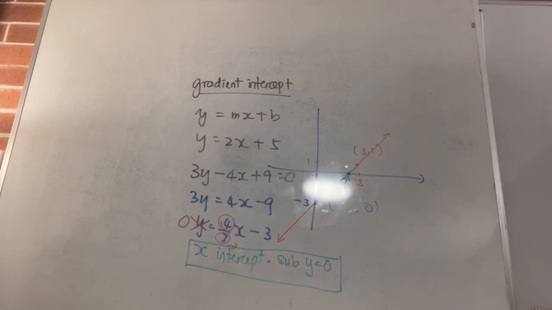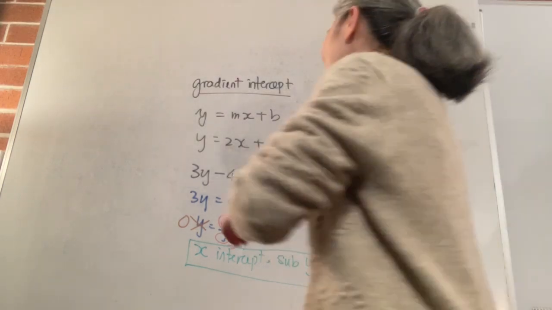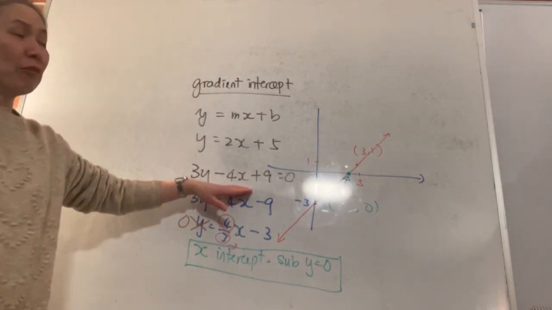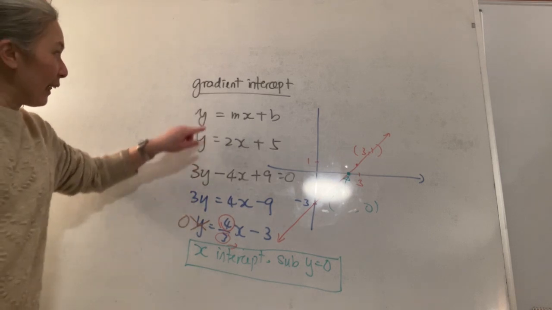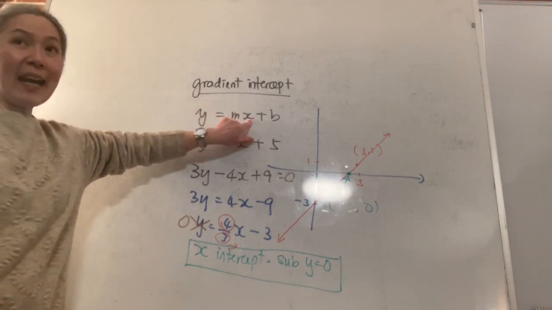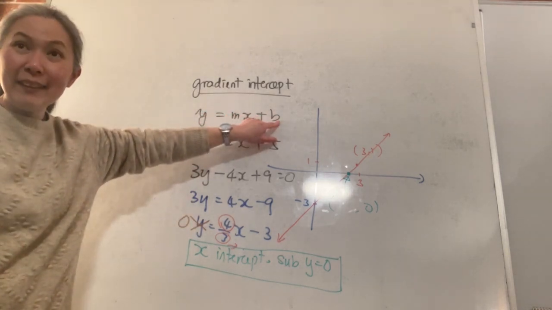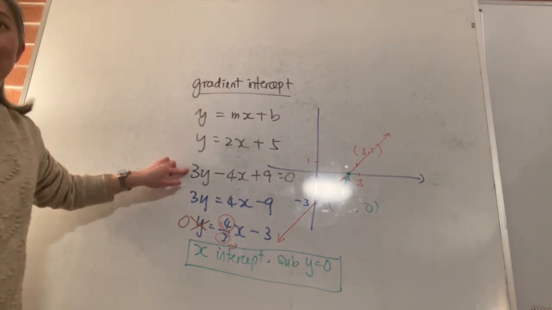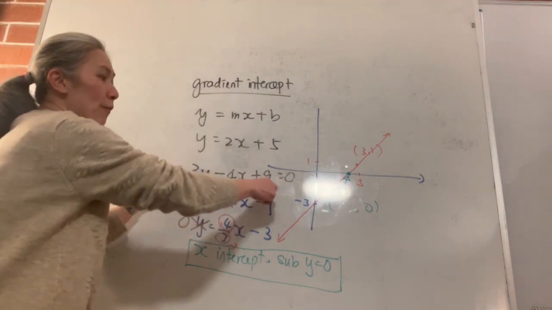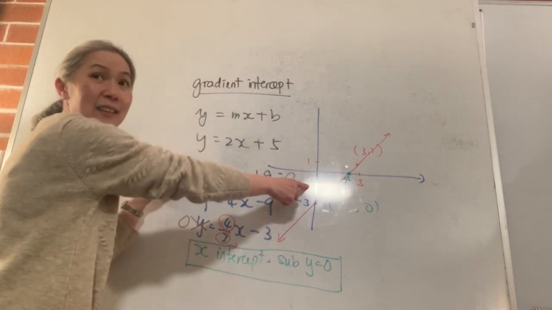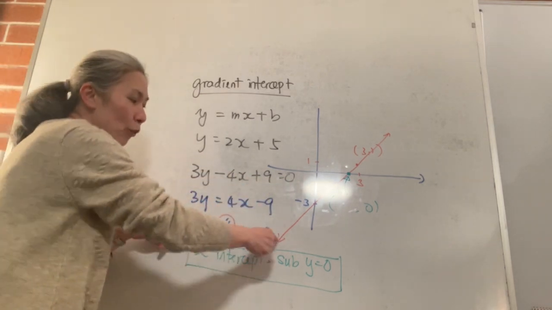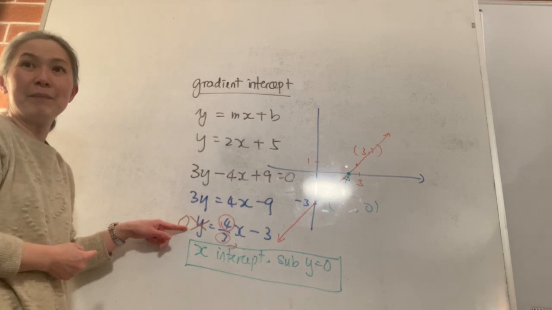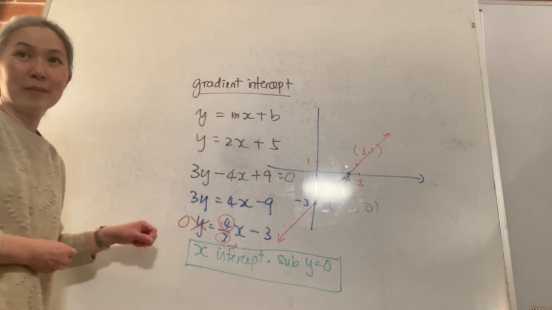When you have any equation, for example this one, if you want to write in gradient intercept form, that means I want to write it in y equal to something x plus a number. So for example this one, you can minus 4x, minus 9, and then you divide by 3 to each term. This is gradient intercept form. Remember that.